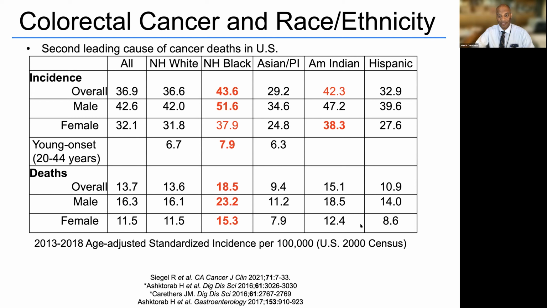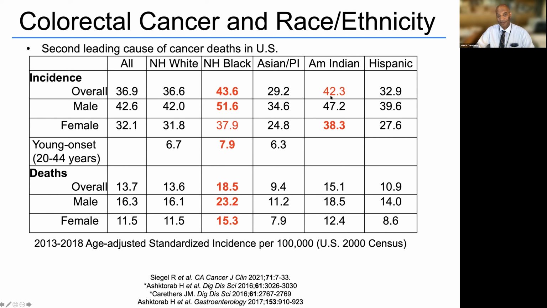So here, this is data from the Colorectal Cancer Alliance showing the incidence overall, as well as for male and female. Just looking at overall, with a rate of 36.9 per 100,000 based on the 2000 census, the highest rate overall for incidence of cancer is with non-Hispanic Blacks at a rate of 43.6 per 100,000.